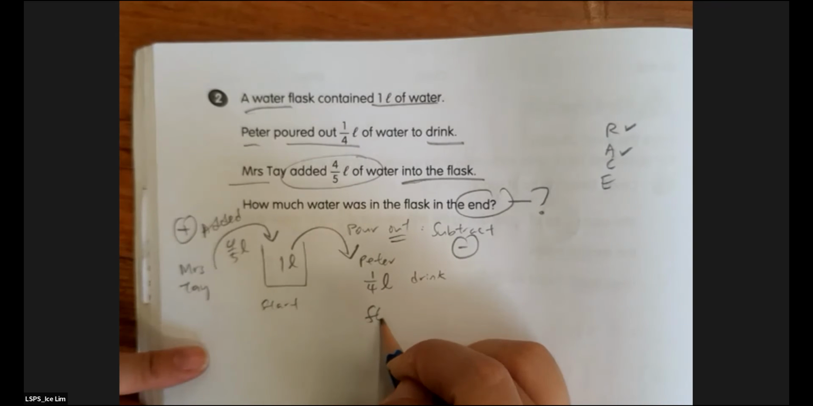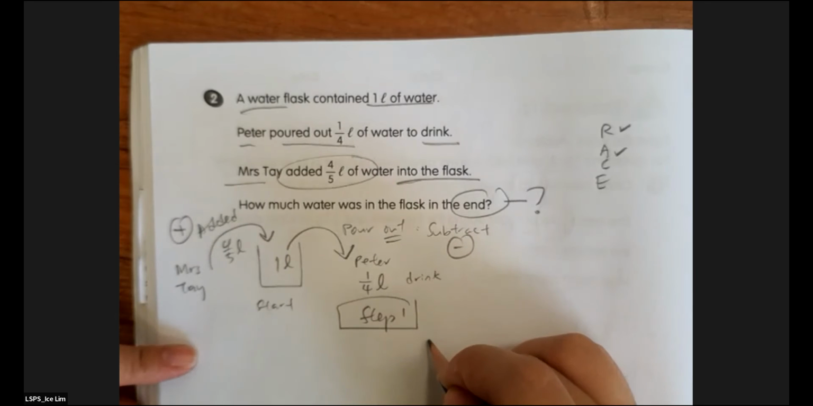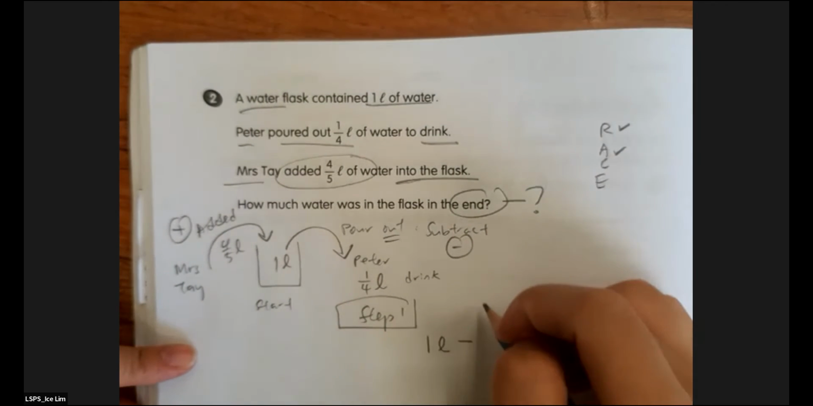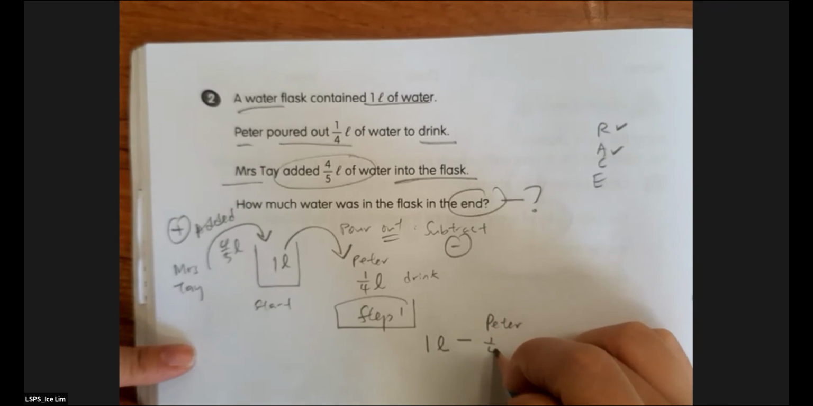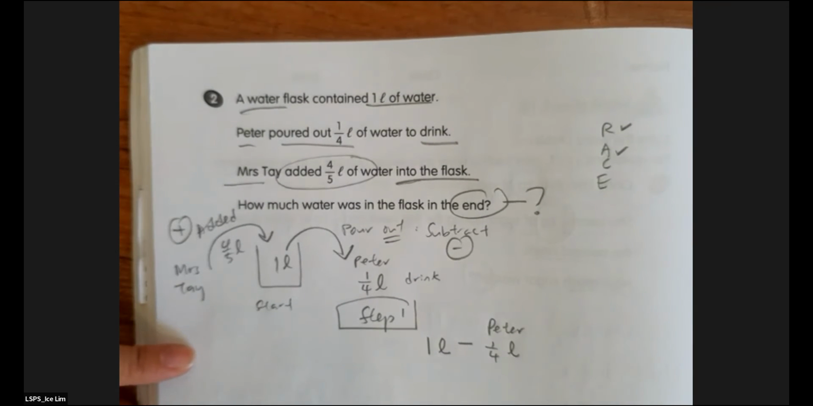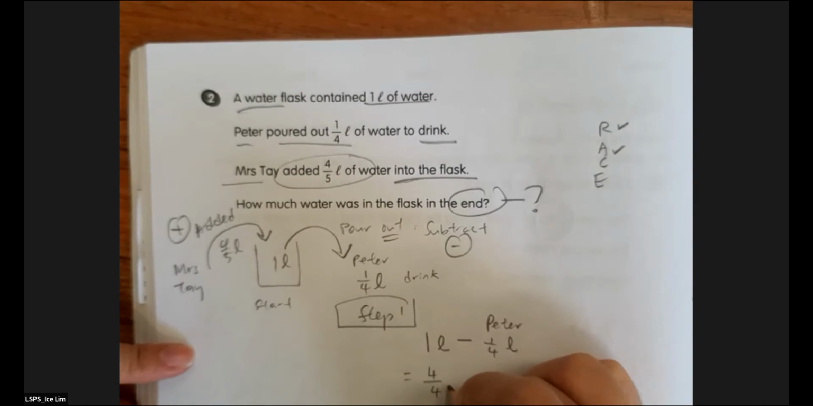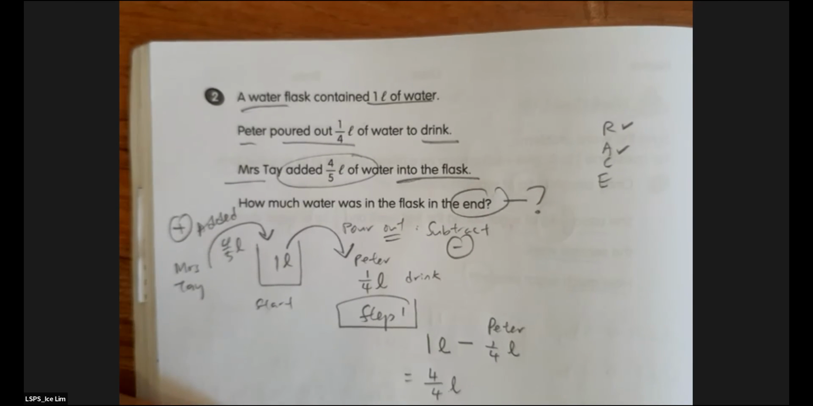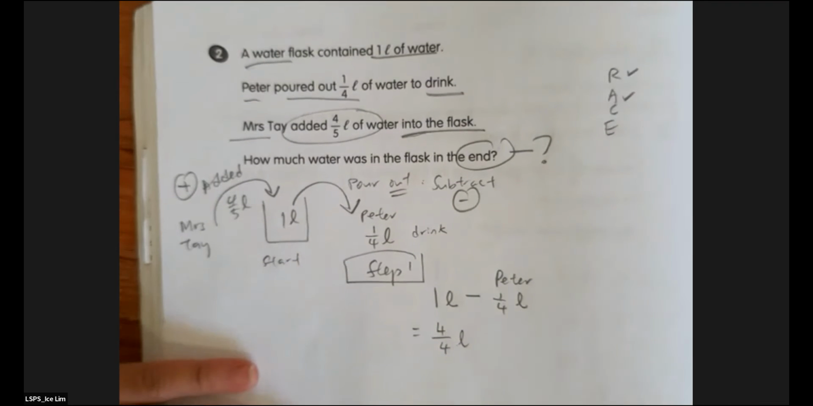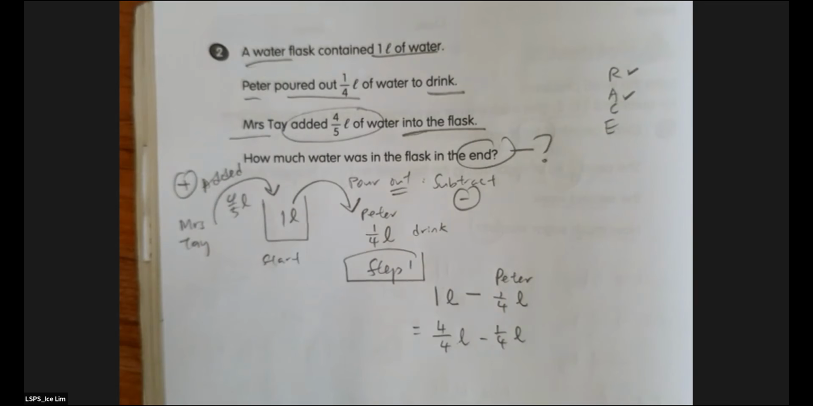So step 1. 1 whole liter minus Peter. So I get 4 out of 4. 1 whole, not 4 wholes. 1 whole liter, I have to change it to the improper fraction of 4 quarters so that I can subtract 1/4 liter away. Now, you notice that I'm making sure I have units for every single step.